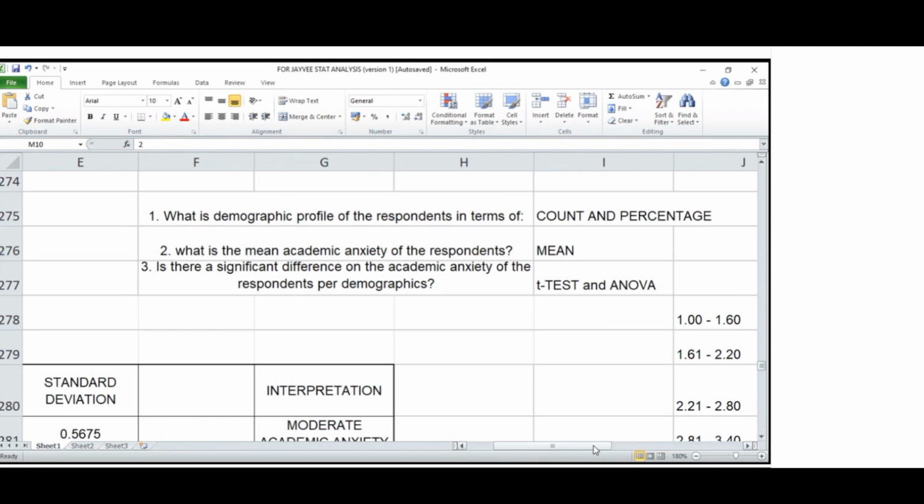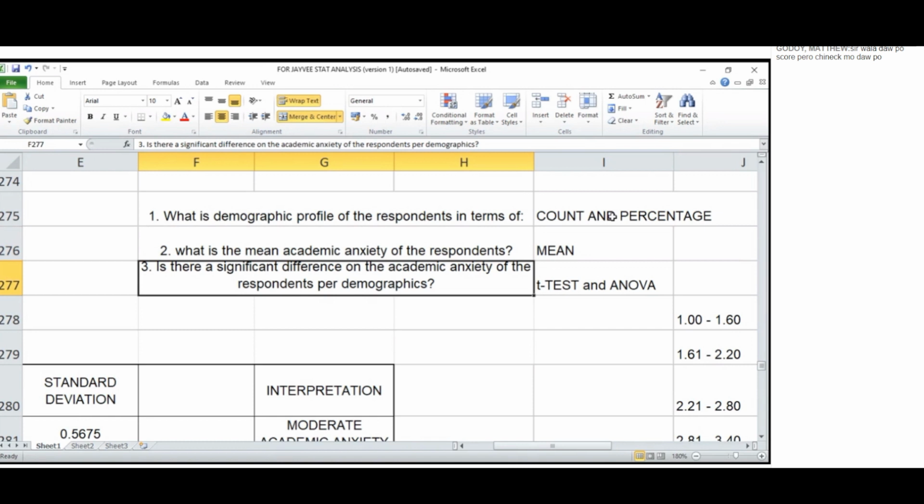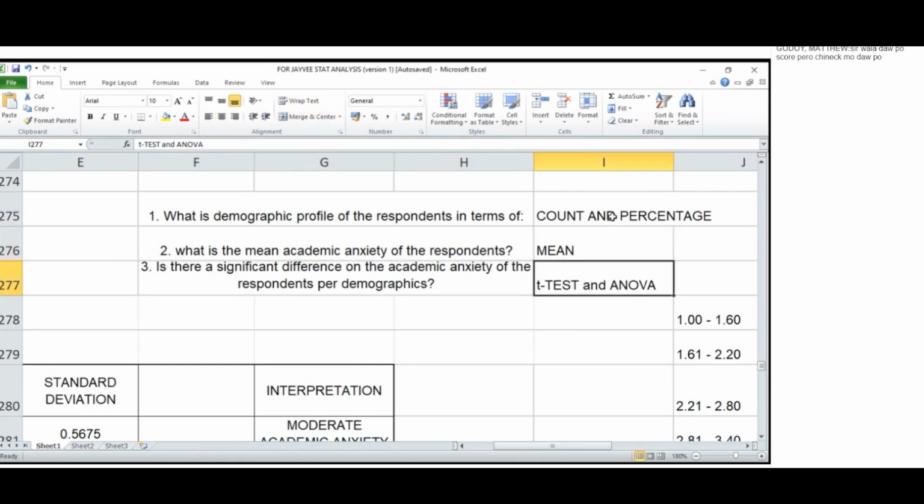So the first statement of the problem here is the demographic profile of the respondents, in terms of three factors in this particular data collected. They have the age, the gender, sex basically, and the grade level. So for each of the research questions, you have to have your statistical treatment. For the first statement of the problem, they will be using count and percentage. For the second research question, the mean academic anxiety of the respondents, they'll be using mean. And lastly, for the third research question, is there a significant difference on the academic anxiety of the respondents for demographics? They'll be using t-test and ANOVA. So these statistical treatments should be presented in the third chapter.